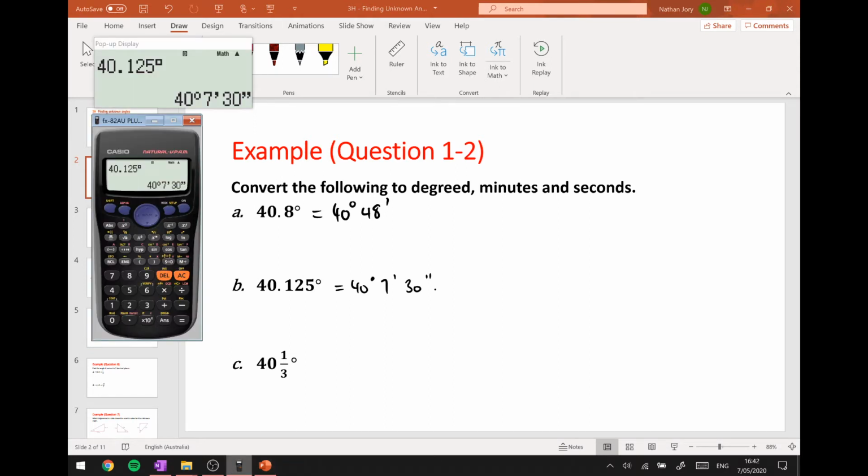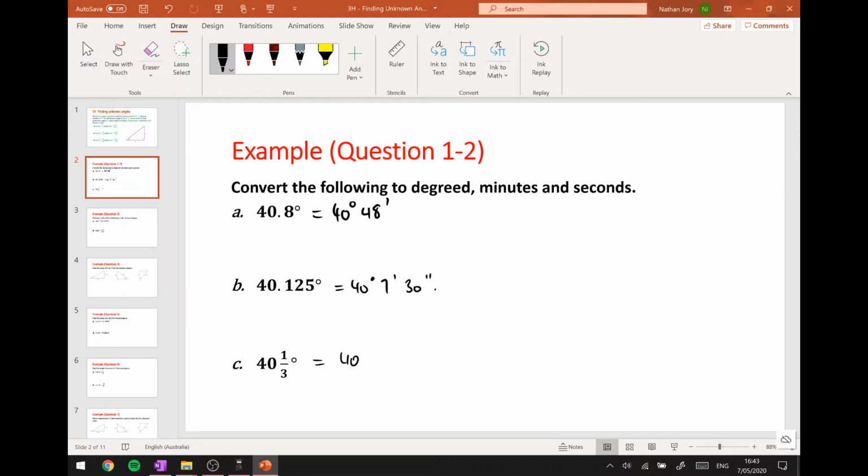Last but not least, we have 40 and a third. You need to make sure you hit shift and then the fraction to put a mixed numeral in. Otherwise, it won't do it properly. It will think that you're doing 40 times a third, which is very different to 40 and a third. It's 40 degrees and 20 minutes, because a third of an hour is 20 minutes. So that's it for question 1 to 2.